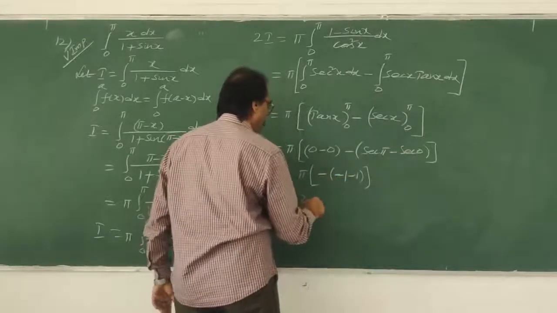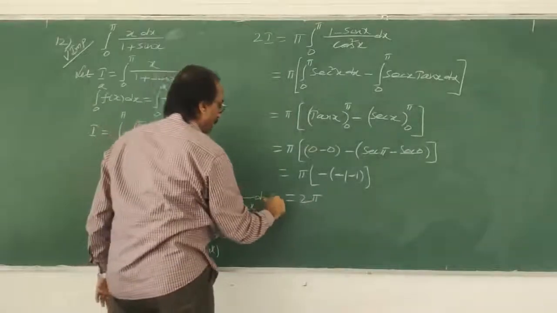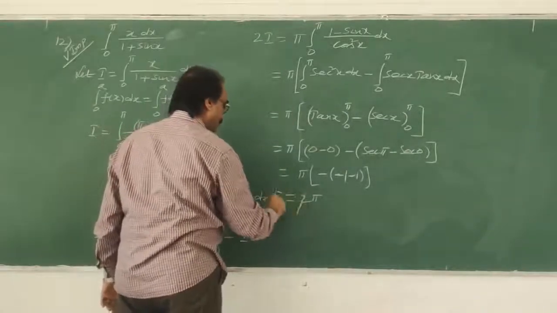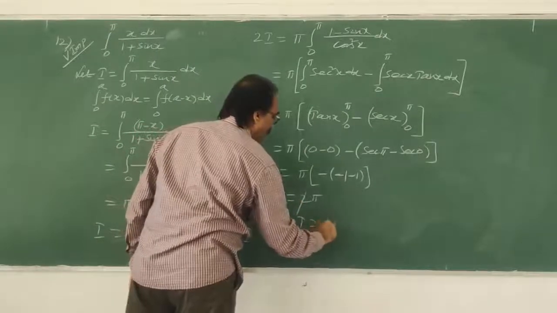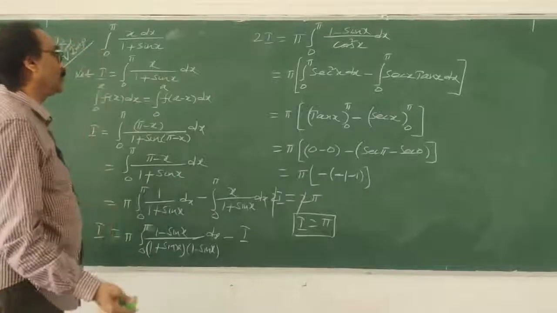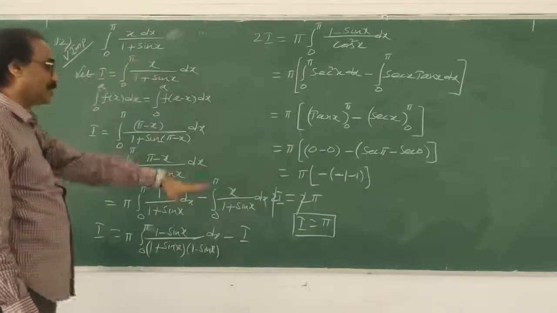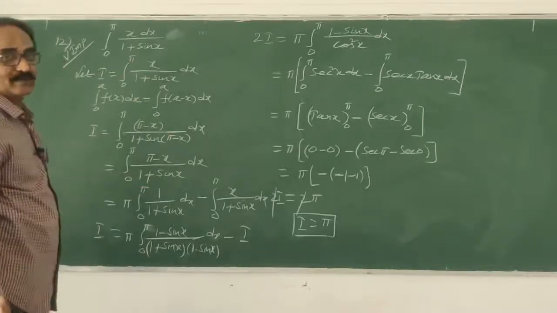2 pi. So 2 pi is equal to, and this here is 2I. 2 pi is equal to 2I, cancel the 2. So finally I is equal to pi. This is the answer. Finally we got I is equal to pi. So whenever you see the integral from 0 to pi of x sin x by 1 plus sin x, you have to remember it is pi.